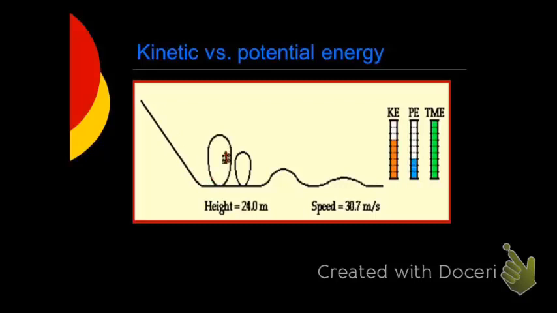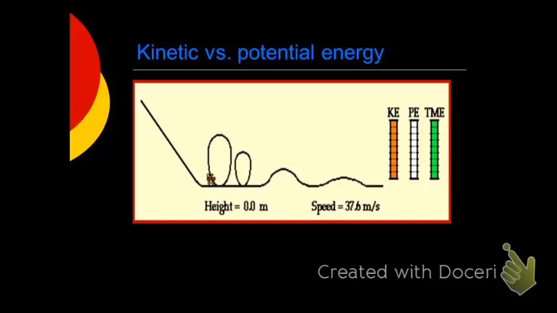What else do you notice about kinetic and potential energy? When does it change? Sorry, let me rephrase. At what point does the coaster car have the most potential? Where does it gain potential energy? When it's going up, at the tops of all the hills. Where is it the very most? Haley? Which hill? Yeah, the top of the first hill in a roller coaster is always the most potential energy.